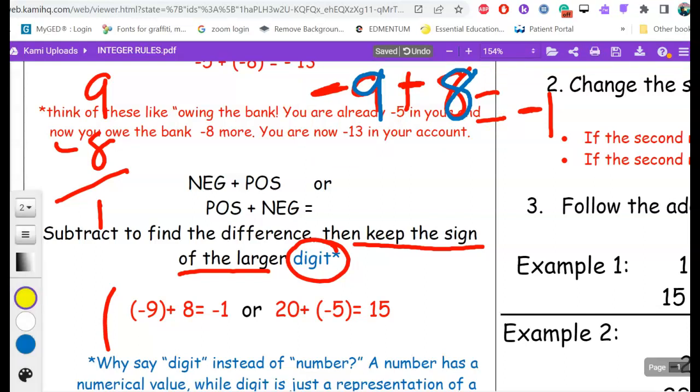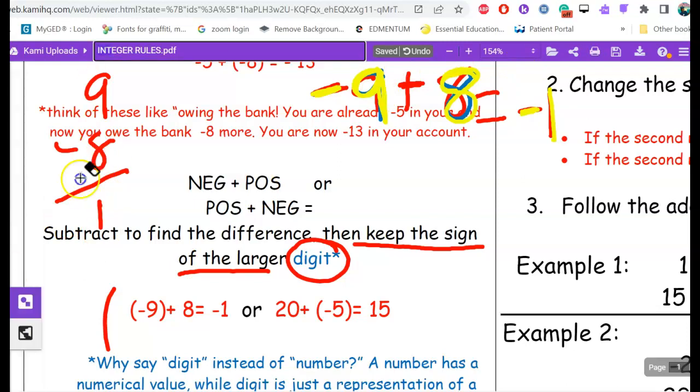So when I say digit, you are solely focusing on the visual representation of the number, not the value of the number. Okay, so therefore, if I keep the sign of the larger digit, my larger digit is 9. It happens to carry a negative. So there we go. Subtract, keep the sign of the larger digit. All right, let's try another example of those.